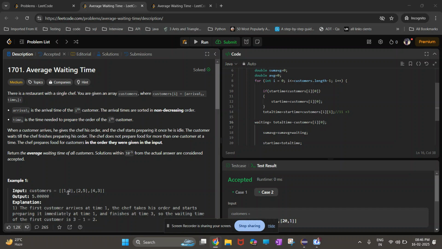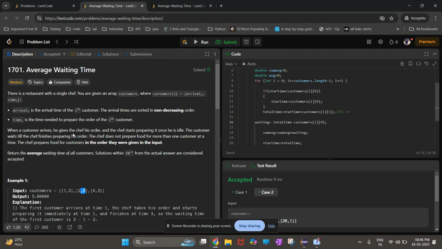Suppose this is the example: the first customer arrives at 1 minute, then the second minute, and the fourth minute. It is stored in non-decreasing order. It means it is stored in increasing order, so the first customer is at 1 minute, and the next customers will keep increasing. Of course it will be in increasing order only. The question says all the customers arrive at different times, and the time needed to prepare the order for the ith customer is the value in the second column.